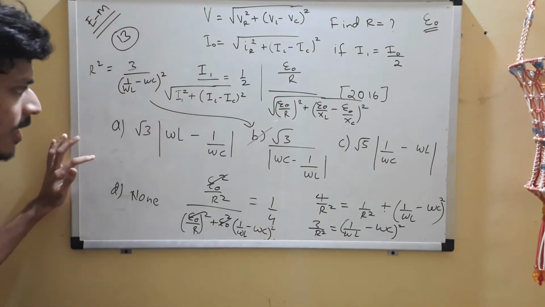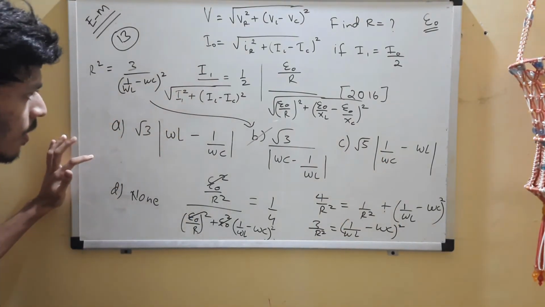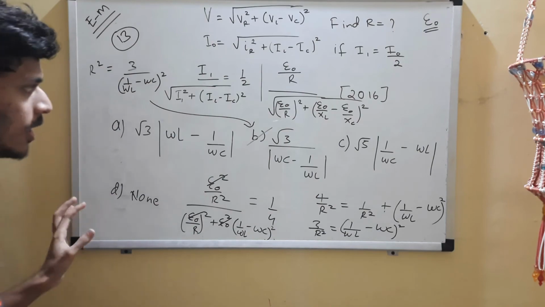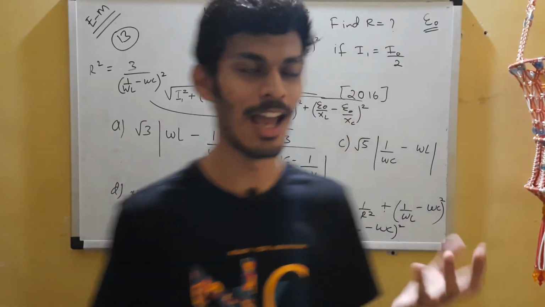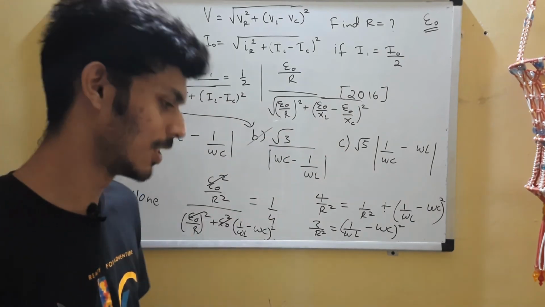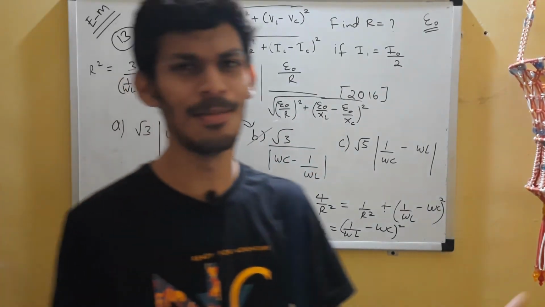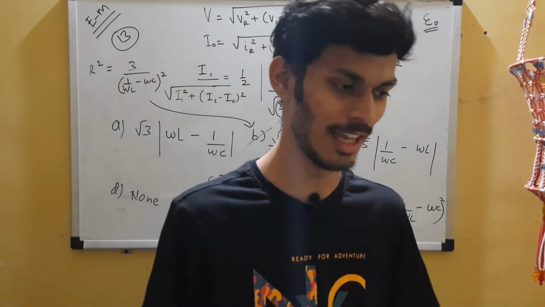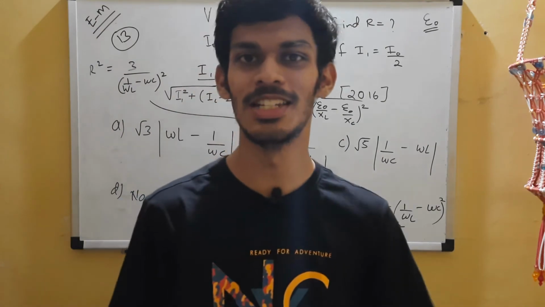This is dimensionally incorrect, and either it could be B or D. So you could have just eliminated some options over here, so either it's B or D. A and C are dimensionally incorrect, no way they can be correct. Okay, so let's move to the final question for the day now.